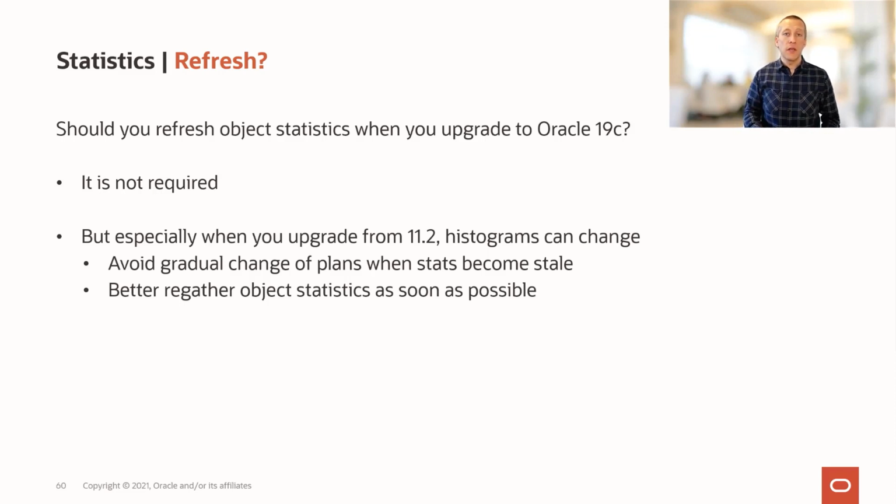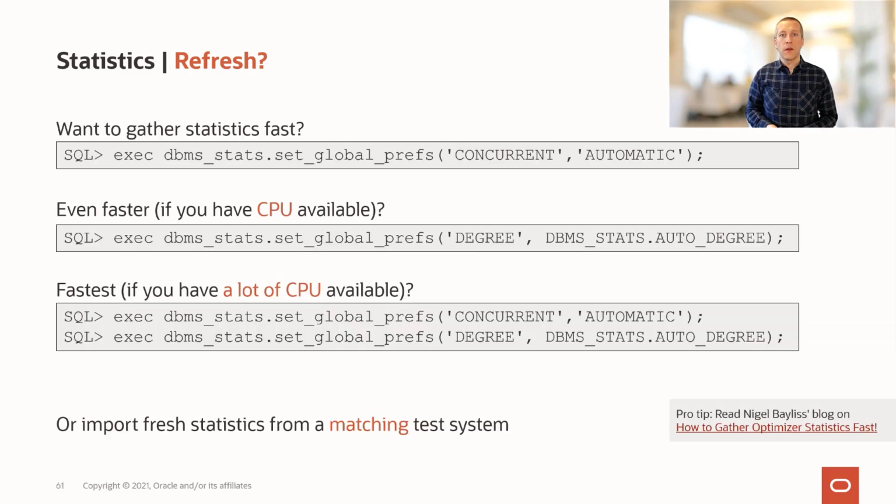It might also be that you prefer to have the same new format of histograms in your entire database rather than having a mixed format. But it's generally not recommended. But if you decide to do so, here are some tips on how you can regather optimizer statistics as quickly as possible. The first option is to use concurrent statistics.